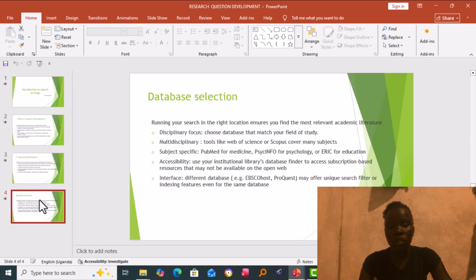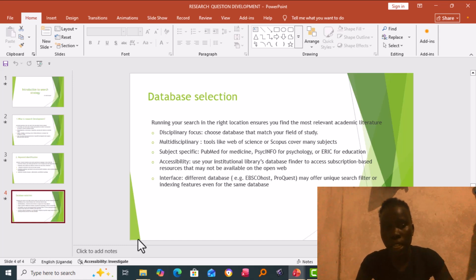Then the other thing is the database selection. Running your search in the right location ensures you find the most relevant academic literature, because if you choose the right database, trust me, you are going to get the relevant academic literature that you are looking for. Just like I told you about the question that you aim to answer, when you choose the right database, this is what happens to you also.